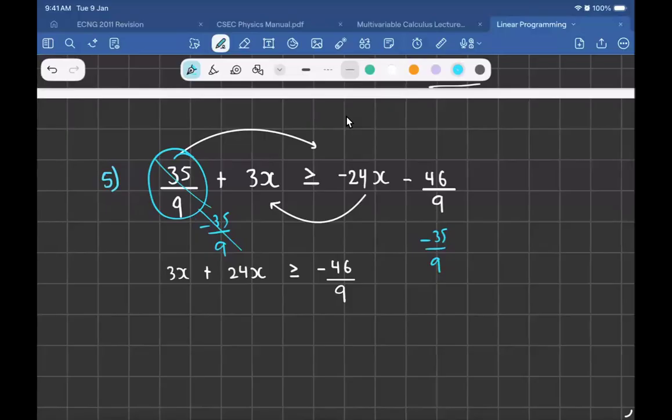And that is why we just say when you move across something, the sign is changed. Because, Jada, to get rid of 35/9, you'd have to minus 35/9. But we just summarize that by saying, if you take something and you move it across, the sign is changed. So that 35/9 is supposed to change to minus 35/9. Right? Okay.